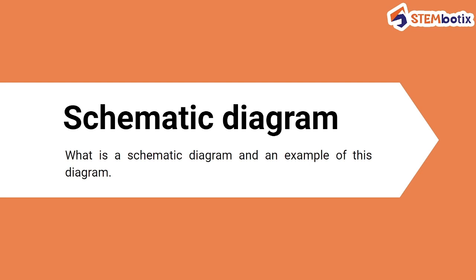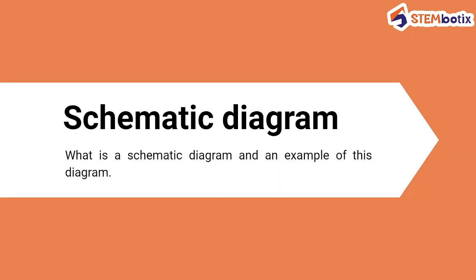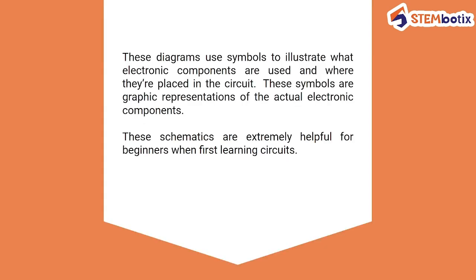Now, what is a schematic diagram? This was a circuit in real life, but what about when you are drawing a circuit on paper? When you are drawing a circuit on paper, you have different kinds of symbols for each circuit element. So this is known as a schematic diagram. These diagrams use symbols to illustrate what electronic components are used and where they are placed in the circuit. The symbols are graphical representations of actual electronic components. These schematics are extremely helpful for beginners when first learning circuits.